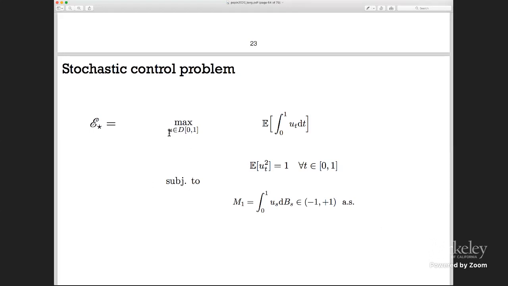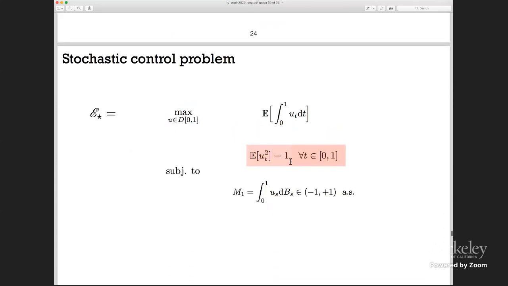So I'm maximizing over processes u that are in a certain space that is nice and everything. There are technical conditions there. The main conditions are that the second moment is always one, and that this Itô integral is between minus one and one at the last time, at time one, okay? So now I can try to analyze this and try to get, what is the value E star here?